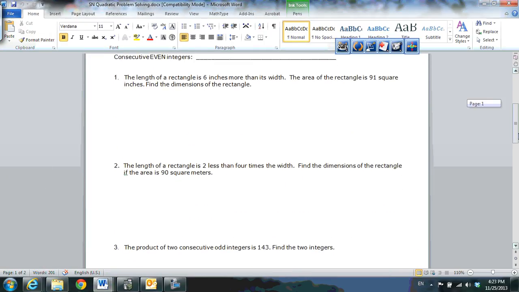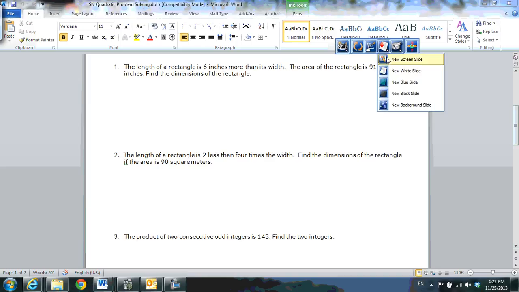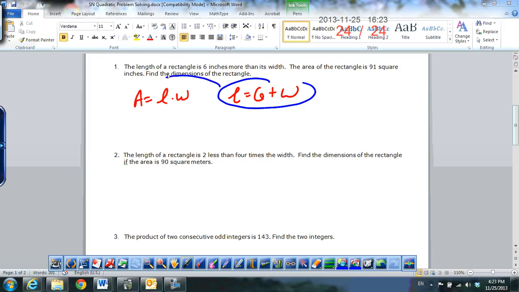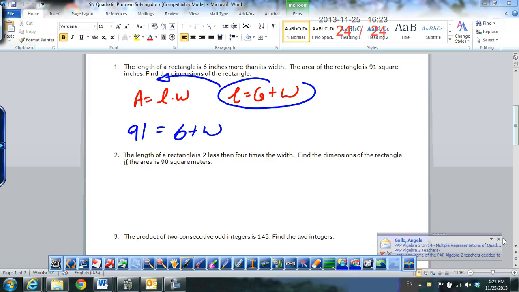I think I did number 1 with everybody in class, but we'll go ahead and do that one too. This is all just about problem solving, as far as reading the problem and being able to write the equation. So we know we're dealing with a rectangle in number 1. It says that length is 6 more than the width. So now I'm going to take my L and plug that in right there. So I got my area, which it says is 91. And then L is 6 plus W, and then times another W.